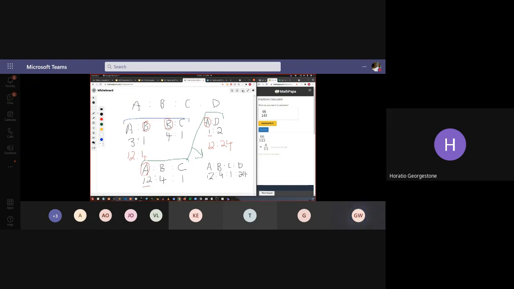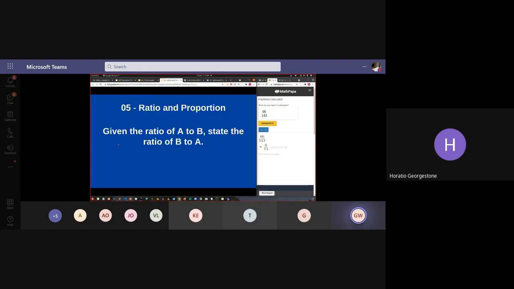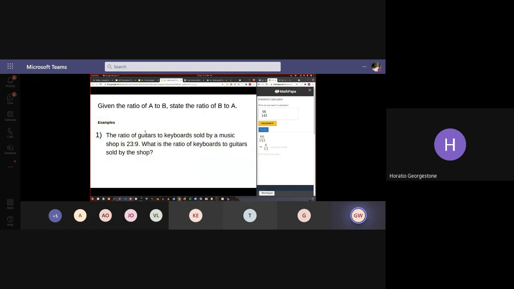Okay, hopefully that made sense. I will clear that off. Okay, this one's super easy. Given the ratio of A to B, state the ratio of B to A. So the ratio of guitars to keyboards sold by a music shop is 23 to 9. What is the ratio of keyboards to guitars sold by the shop? The answer is 9 to 23.